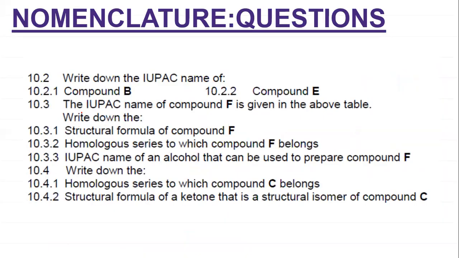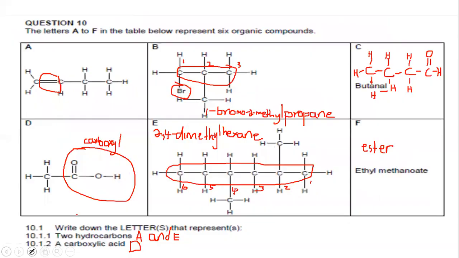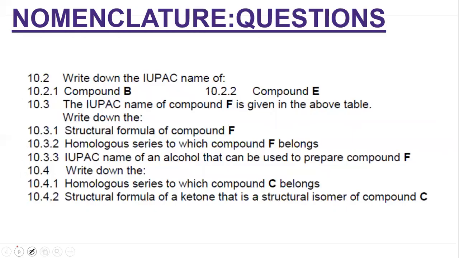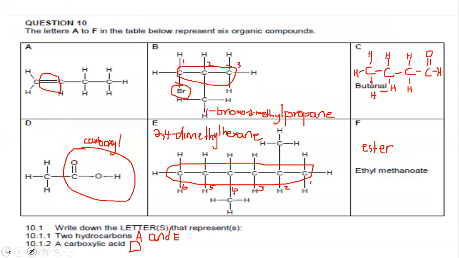So now let's look at the IUPAC name of compound F. They say the IUPAC name of compound F is given in a table below. Yes, they gave us that. They gave us that F is what? Let's go back. F is the ethyl ethanoate. So the name of that we said is an ester homologous series. So now let's check. They say the structural formula of compound F. So they want us to draw the structural formula of compound F.